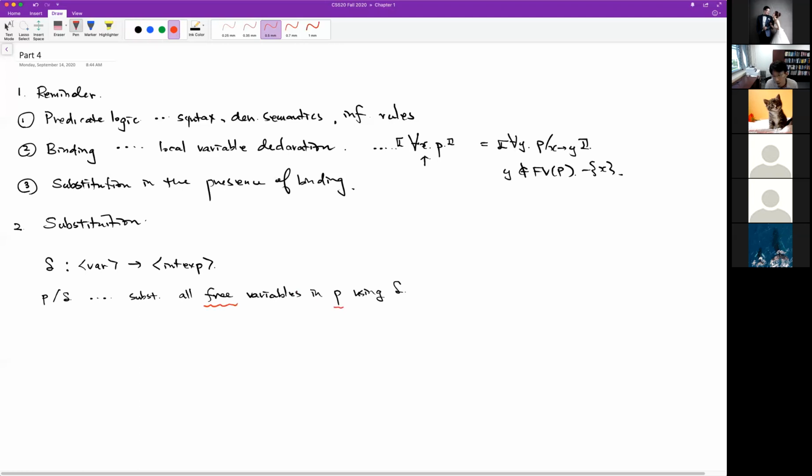So this substitution operator is not supposed to change any bound variable in p. It will only replace the free variables. So for instance, this idea of only replacing the free variables actually makes the definition of the substitution a bit more subtle. And there are two cases we have to consider.